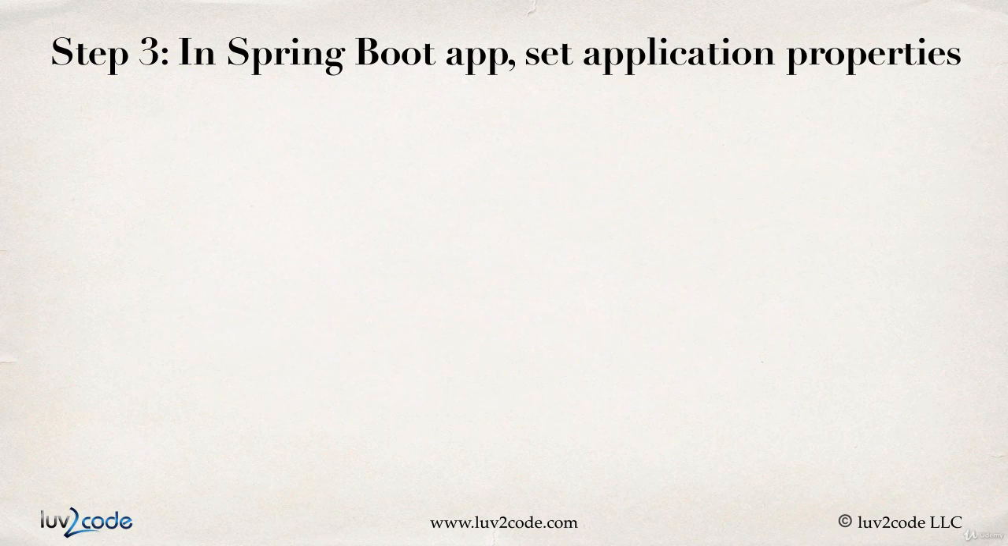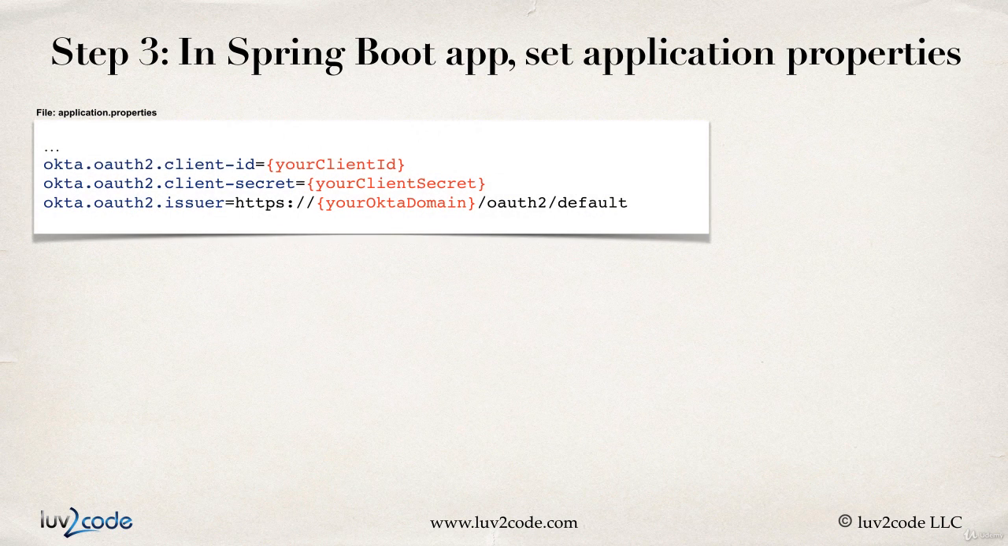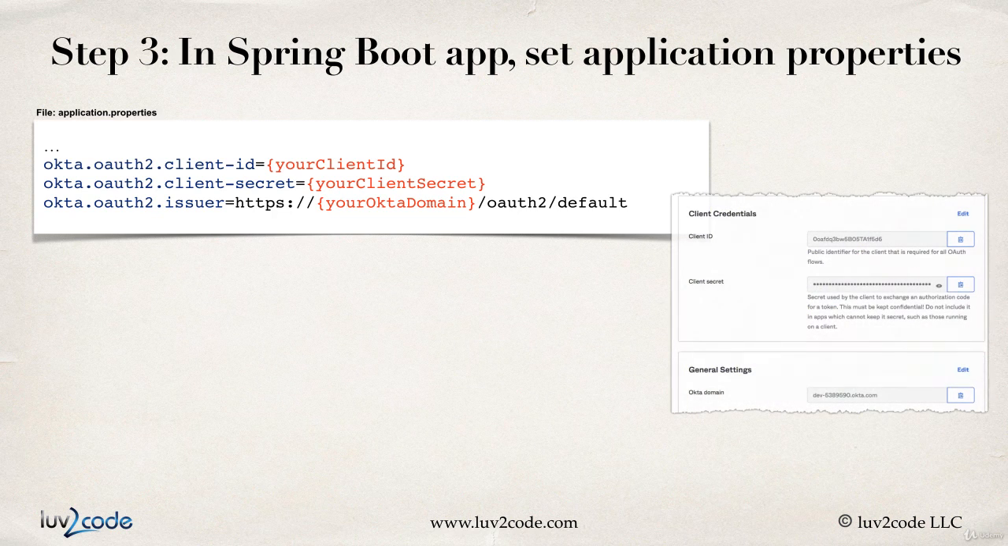For step 3, in the Spring Boot app, we're going to set the application properties. And so we'll set up the properties here for okta.oauth2.clientID. And we'll also do a similar thing here for client secret and for .issuer. And you may wonder, well, where can I get this information from? Well, you'll get this from the Okta developer website.